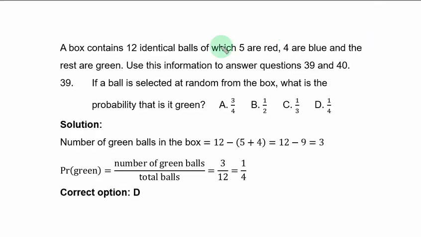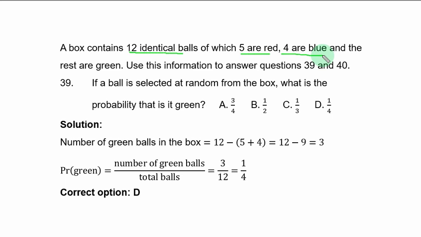A box contains 12 identical balls, of which 5 are red, 4 are blue, and the rest are green. Use this information to answer questions 39 and 40. Question 39. If a ball is selected at random from the balls, what is the probability that it is green?